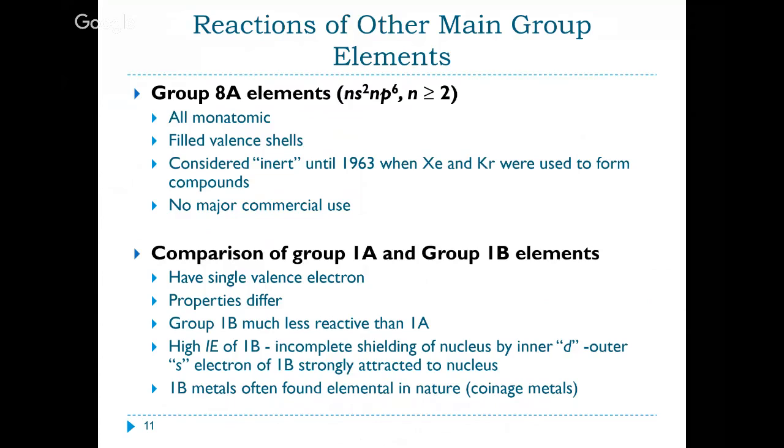So comparing group 1A and 1B elements, both of these have single valence electrons, but their properties differ. Group 1B is much less reactive than 1A. And when we're talking about 1B, we're looking at silver, copper, and gold. They have all these d electrons that are shielding the nucleus. Your valence electron is still in your outermost shell, but they're just not as reactive because they have all of these d electrons. So 1B metals are often found in nature, your coinage metals. They're called coinage because we make coins out of them.